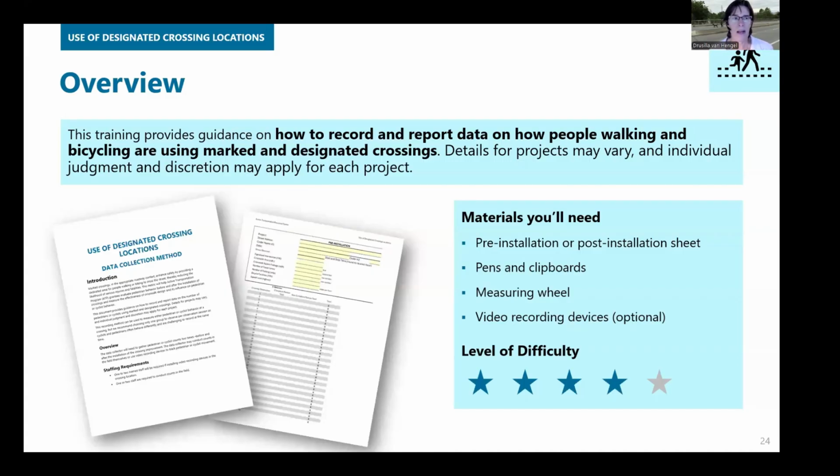This training provides guidance on how to record and report data on people walking and bicycling using marked and designated crossings. Details for projects may vary, and individual judgment and discretion may apply for each project. The materials you'll need for the data collection for the use of designated crossings are recording sheets for both the pre-installation and post-installation, pens and clipboards, a measuring wheel, and optionally a camera or video recording device. The level of difficulty is 4 stars based upon the materials required and the staff resources.